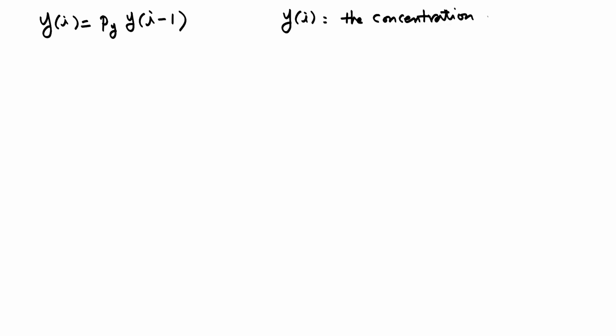One way of modeling protein degradation is to use a difference equation. So y of i is equal to some parameter p sub y times y of i minus 1. So what is this y of i? This is the concentration of Y protein at time i. And why do we care about concentration? We will talk about that later.